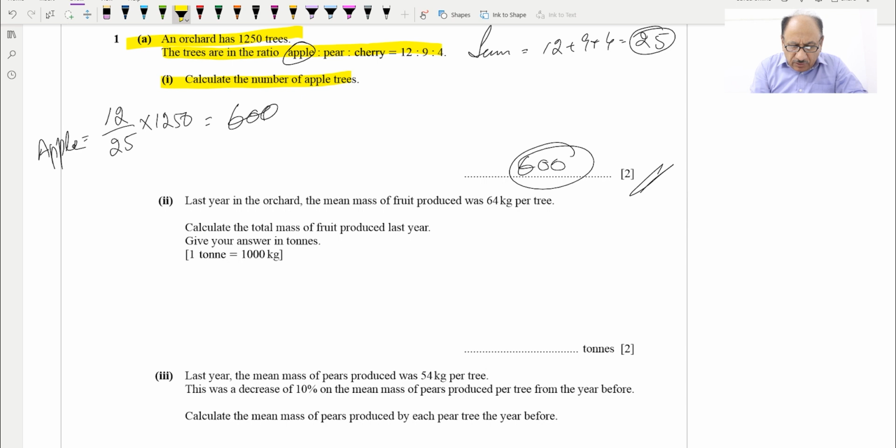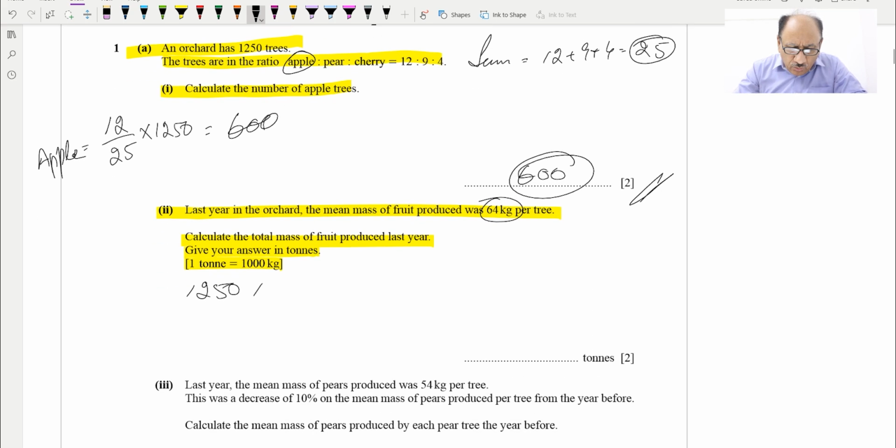Now for the second part, last year in the orchard, the mean mass of fruit produced was 64 kg per tree. Calculate the total mass of fruit produced last year. Give your answer in tons. 1 ton is equal to 1000 kilograms. So 64 kg, and basically we have 1250 trees.